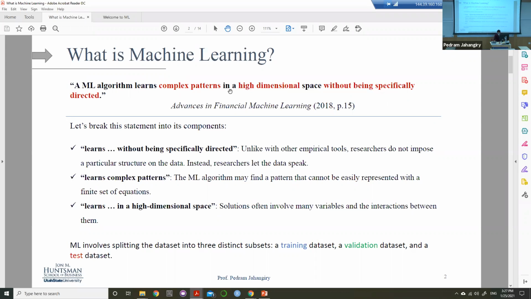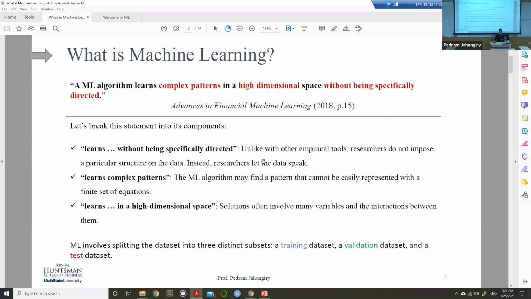So I believe this has something to do with Abraham's question: how are machines learning without being specifically directed, right? First of all, we are programming them. So directed means that we are not constraining them with some functional forms. You will see lots of examples, but let me give you a little background here. Without being specifically directed means that, unlike with other empirical tools, we do not impose a particular structure on the data. Instead, researchers let the data speak.